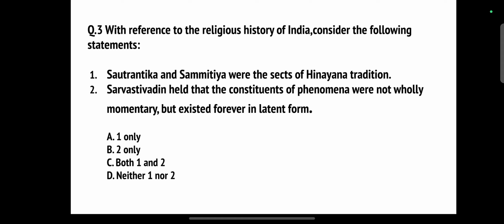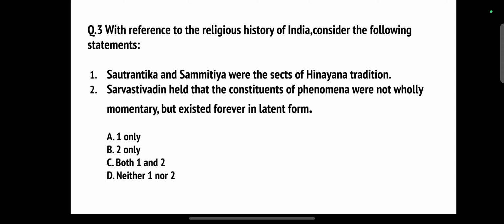The basic difference between these four is that Sautantrika and Vaibhashika believe in the external reality. Sautantrika says that external reality is not directly perceived but inferred. Vaibhashika says that the external reality is directly perceived. The Mahayanis, your Sunyavadin or Madhyamika, says that there is no external reality and no mental reality, whereas the Yogachar or Vijnanavad says that there is no external reality but there is a mental reality. So this is the basic difference between them.